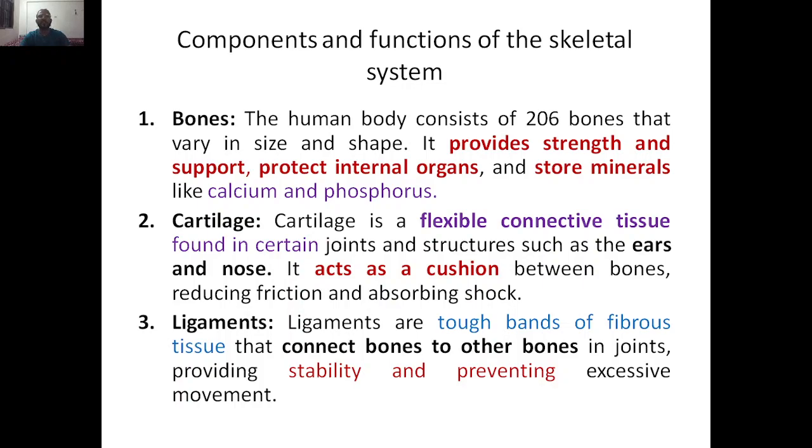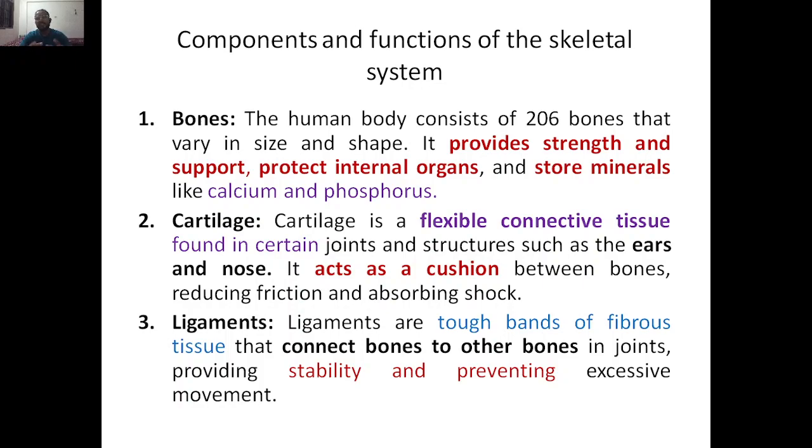That means it provides strength for bone only. Because of bone only we feel we are having some kind of strength, right? And then it will provide support, just now I explained. Then also it will protect internal organs, again I explained the same thing. Apart from these functions, bone can store the minerals which are responsible for the strengthening of the bone, that is calcium and phosphorus. Next we are having cartilage.